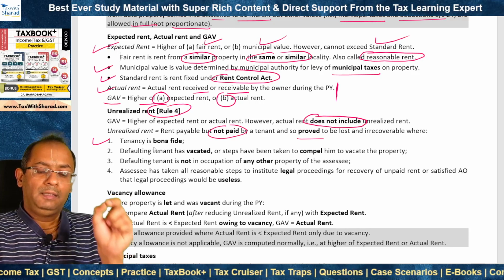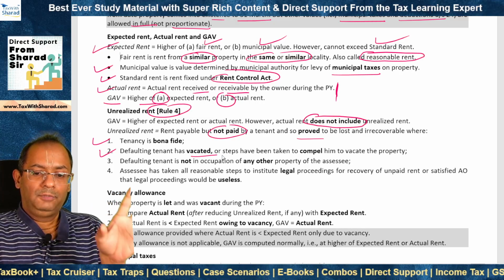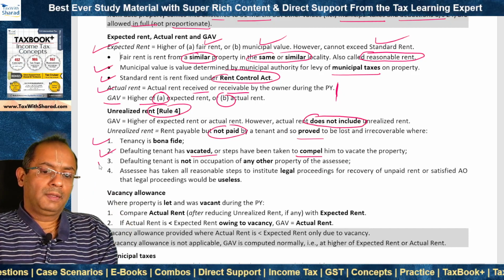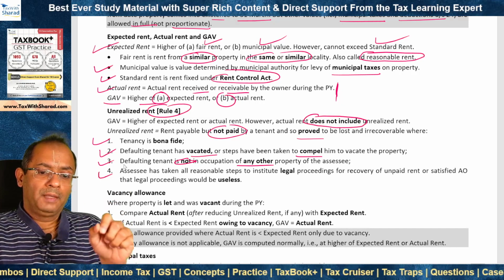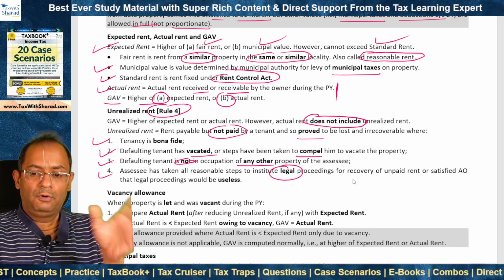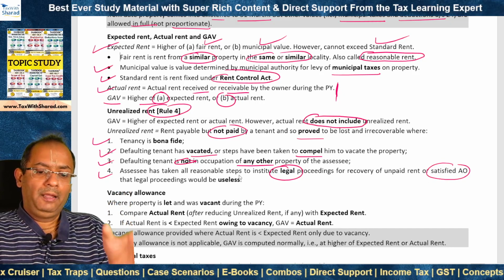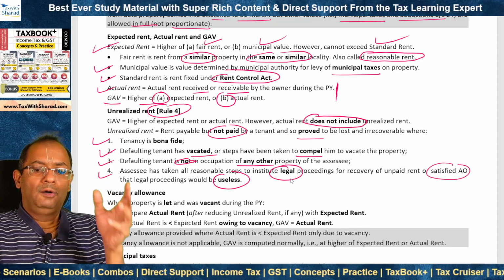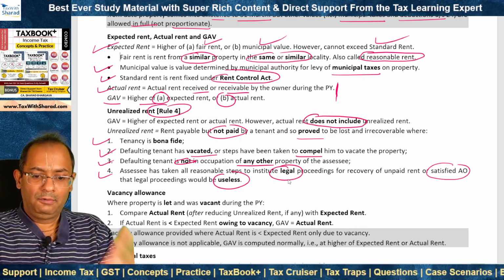Number 1, tenancy is a bona fide tenancy. Number 2, the defaulting tenant has vacated the property, or steps have been taken by the assessee to compel him to vacate the property. Number 3, the defaulting tenant is not in occupation of any other property of the assessee. And number 4, assessee has taken all reasonable steps to institute legal proceedings for recovery of rent. If that is not the case, then he has satisfied AO that legal proceedings would be useless or worthless. If these 4 conditions of Rule 4 are satisfied, then unrealized rent is deducted from actual rent, otherwise it is not deducted from the actual rent.